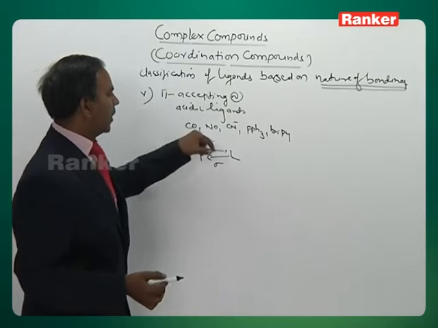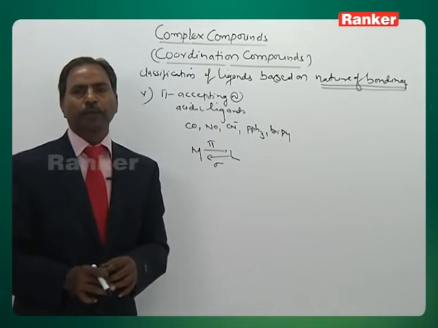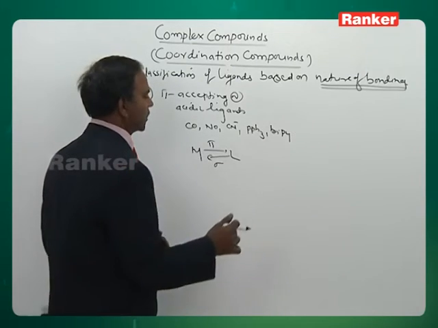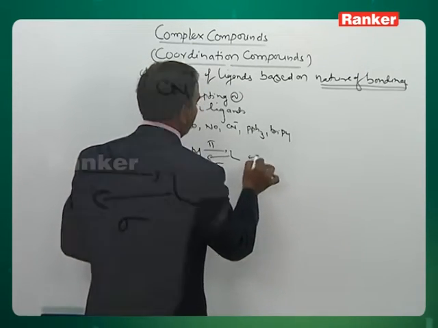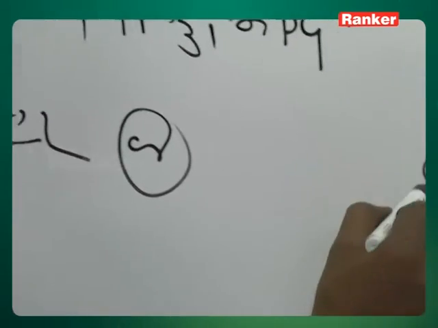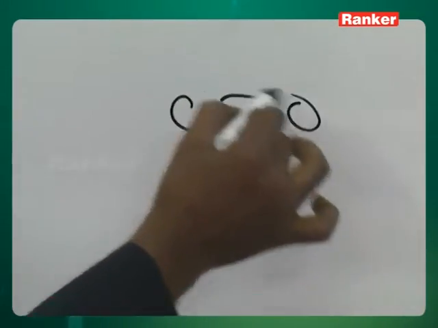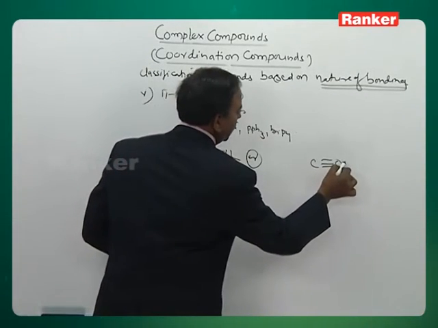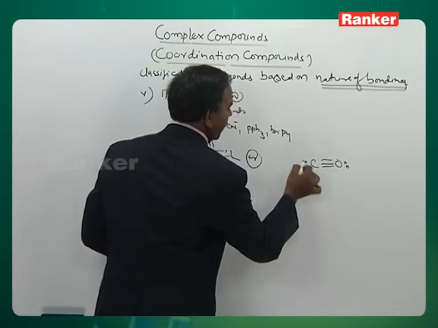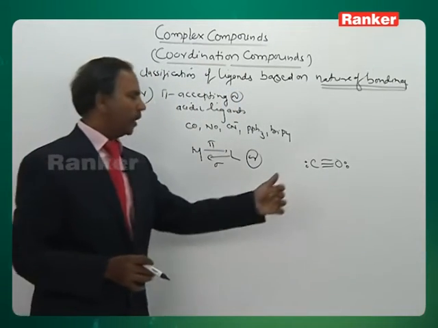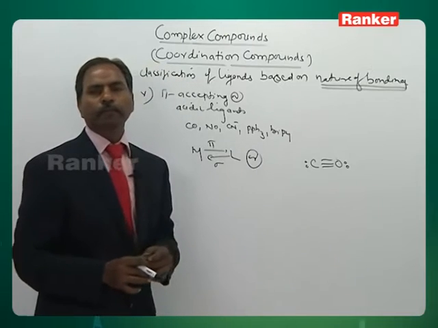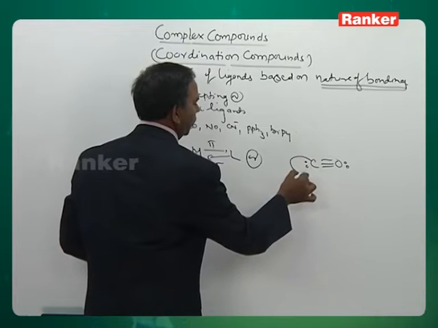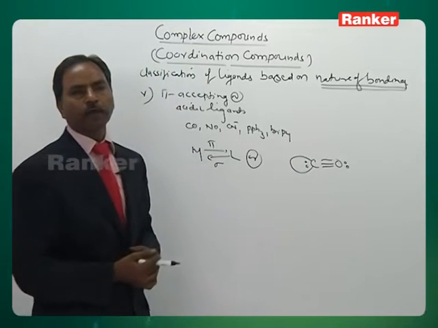Let me show by taking an example. CO is the best example to explain this pi accepting nature. Consider carbon monoxide. In carbon monoxide, the oxygen atom is carrying a pair of electrons and the carbon atom is also carrying a pair of electrons. The pair of electrons on the carbon atom is in the sp hybrid orbital.